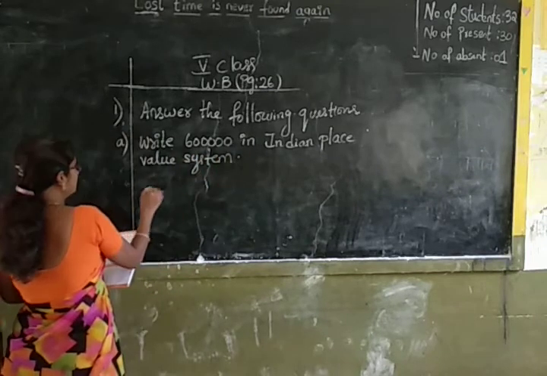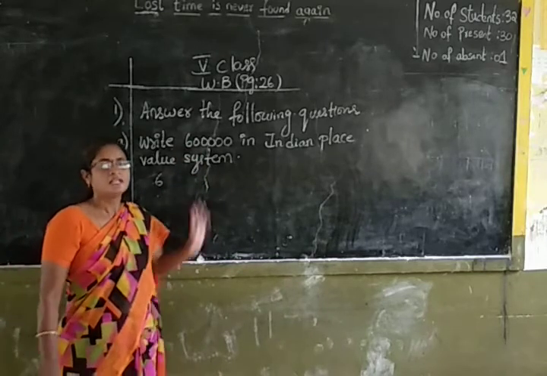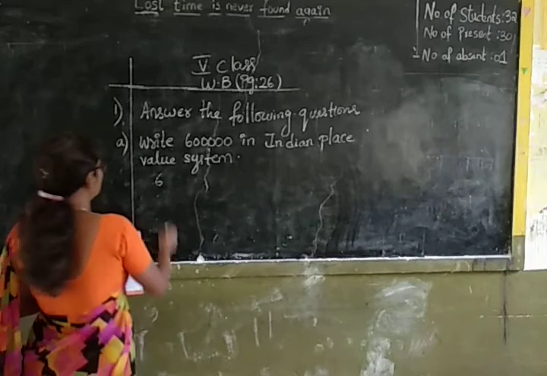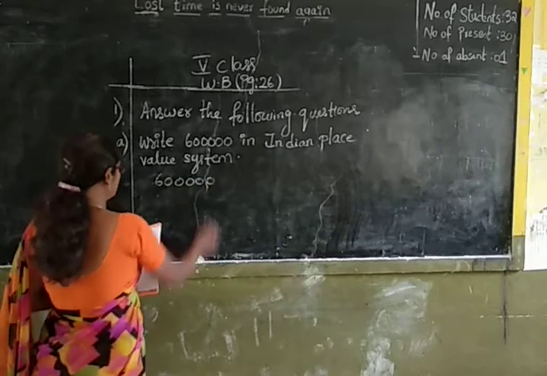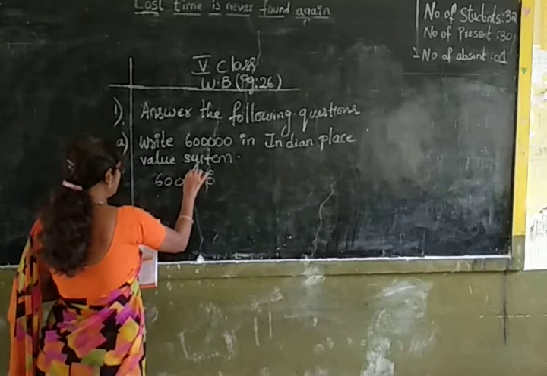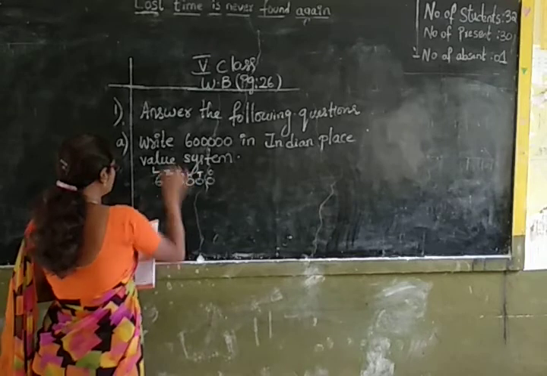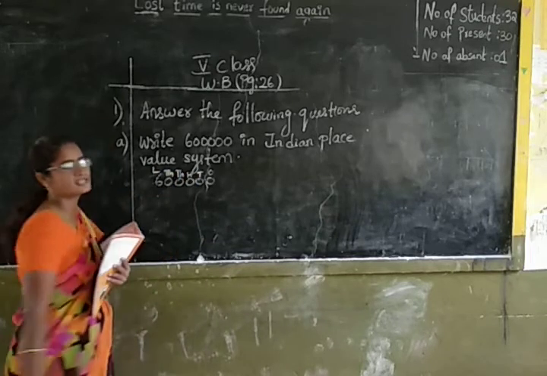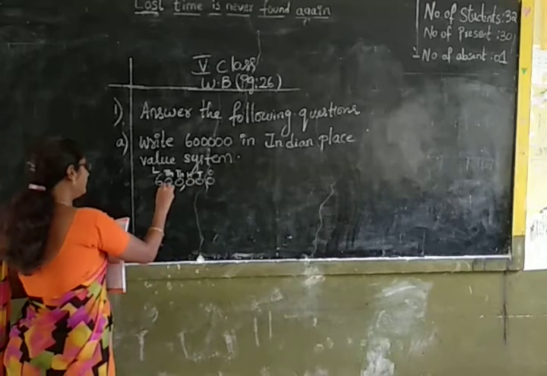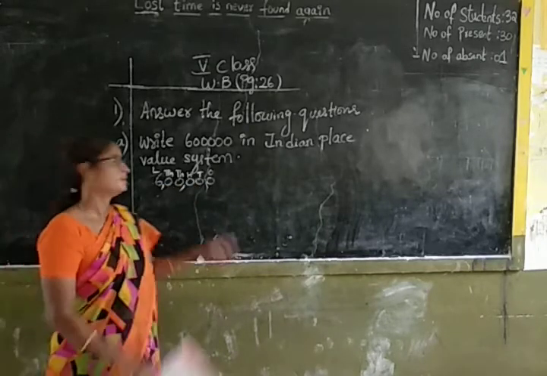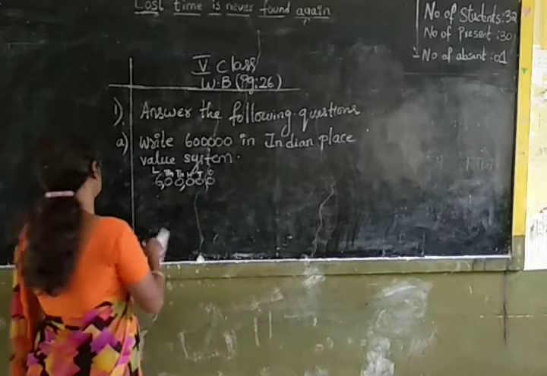So the answer is, in this question you are given a number and you have to write it in Indian place value system. So you have to place the commas according to the Indian place value system. This is ones place, tens place, hundreds place, thousands place, 10,000s place, lakhs place. For writing this number in Indian place value system, you have to place the comma after hundreds place and 10,000s place. Okay children, you have to place the comma after hundreds place and 10,000s place.